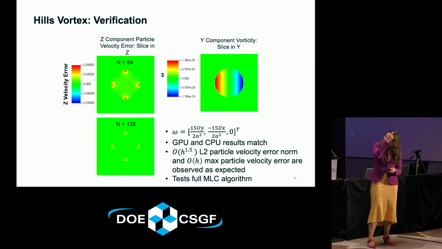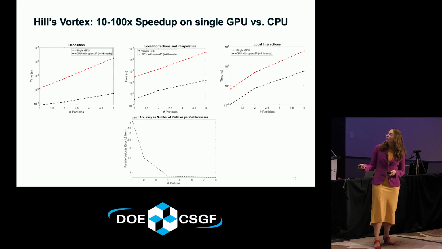So first, a little bit of verification. This is the Hill's vortex where we know an analytical solution. And we expect a certain convergence, order h^3 halves for the particle velocity error. And both on the GPU and the CPU, we get the same answer, and we see the expected rate of convergence. So we verify that our method works correctly. And then here I have some initial results for the different kernels as far as the speedup on GPU compared to CPU, where we see, depending on the problem size, between 10 to 100, kind of averaging around 50x speedup.